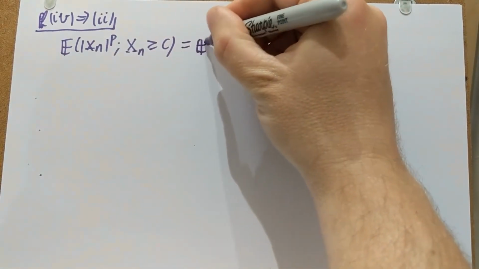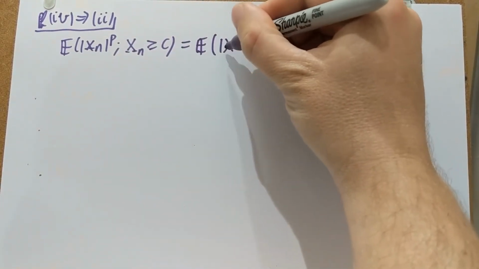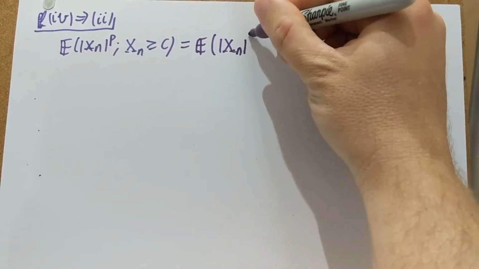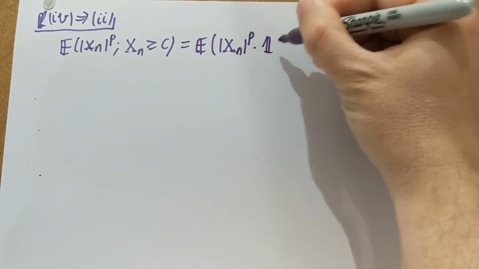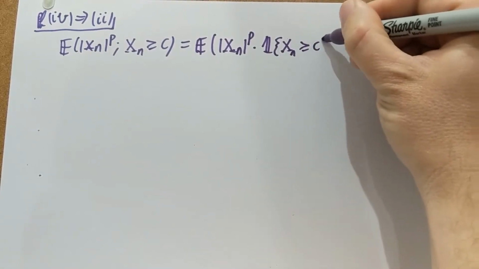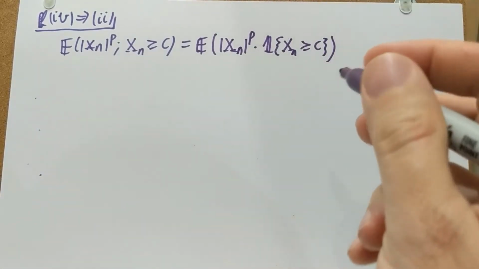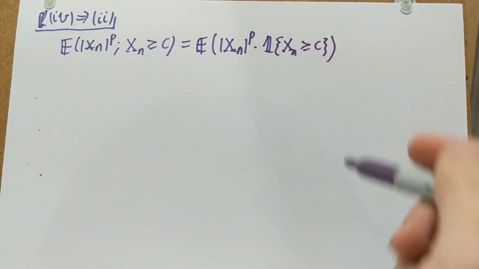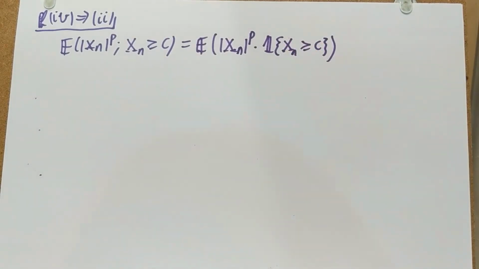Alright, now what is this expectation? So this expectation is, let me this time write it out properly, Xn to the P times an indicator. And I think about this indicator as yet another random variable. Xn to the P is a random variable, the indicator is a random variable, and I'm thinking of this as a product of 2 random variables. As such, I'm going to be able to apply Hölder's inequality on this product.